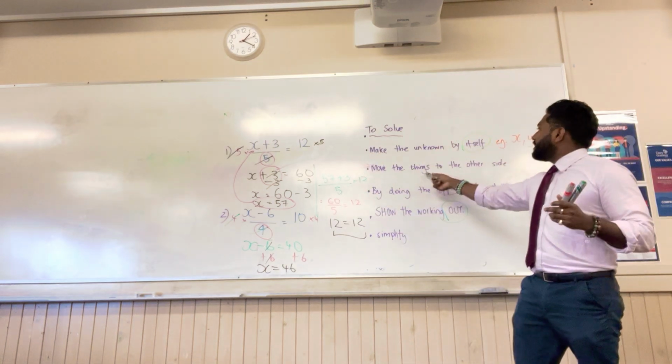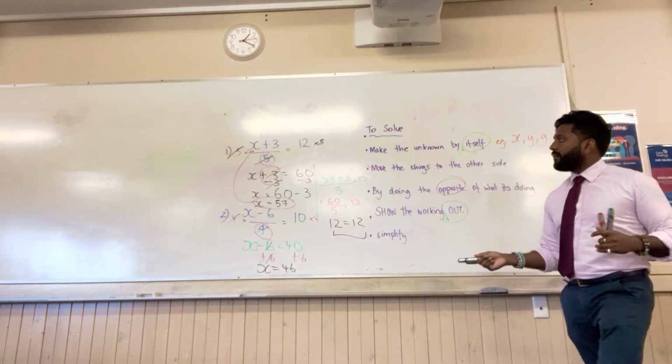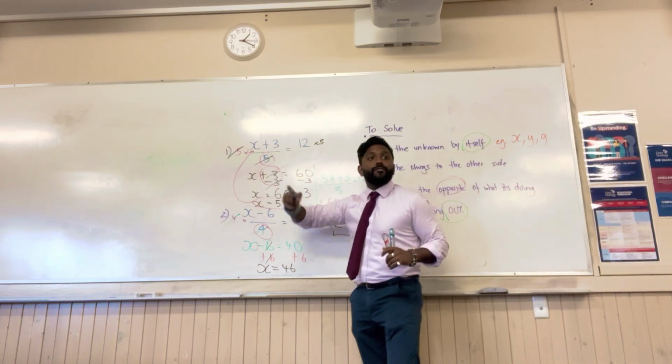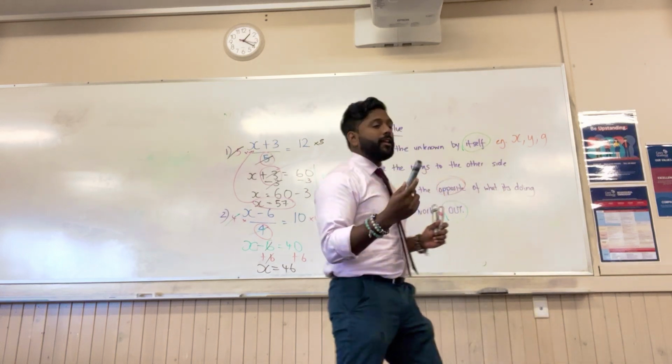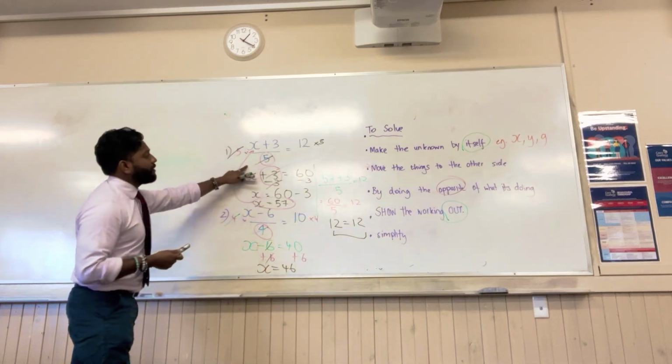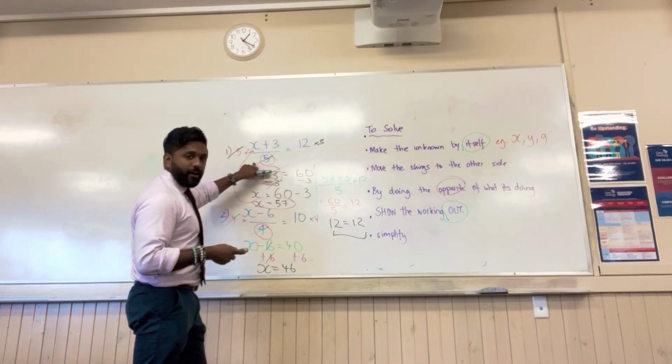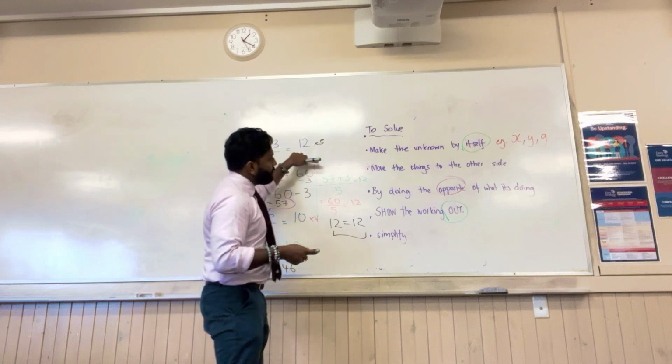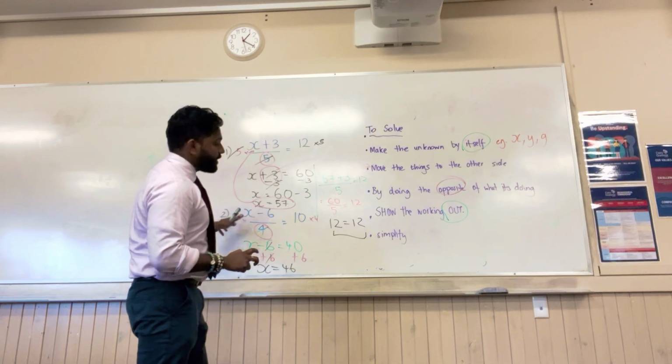Yeah? The second thing is moving things to the other side. That's kind of what we've done here. We first moved the 5. But you're going to look at the operation. You're going to do the opposite of what it's doing, right? So what's the opposite of divide by 5? Times by 5. Then after that, you show your working out.